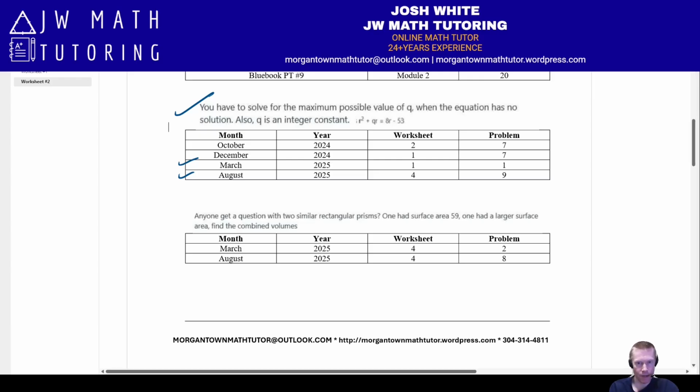Lastly, at the bottom of the first page, some people reported getting a question with two similar rectangular prisms. They give you the surface area of one and the surface area of the other, and they also typically give you the volume of one. Then they might ask what the total combined volume is, or they could also technically ask what the difference in the volume is. If you want to see how to do problems similar to these, check out the 2 videos listed on the screen.